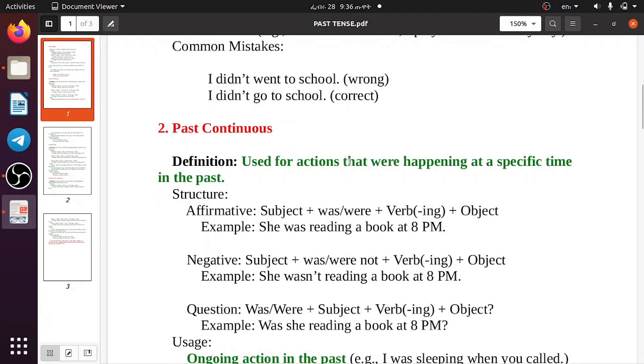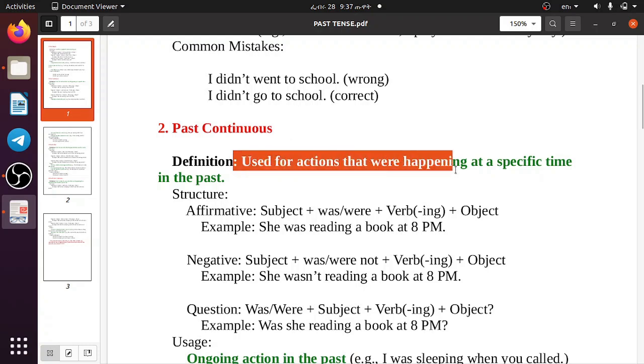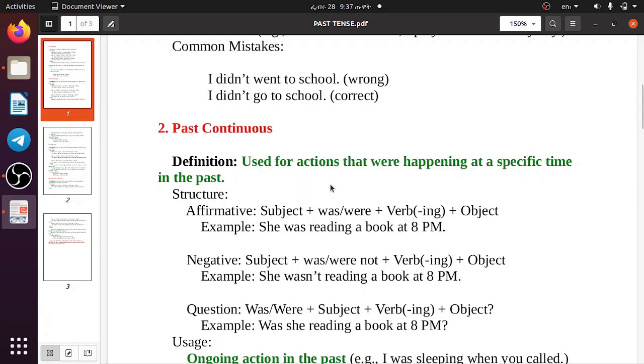The second one is past continuous tense. We have seen simple past tense. Now we will see past continuous tense. Definition: past continuous tense is used for action that were happening at a specific time in the past.